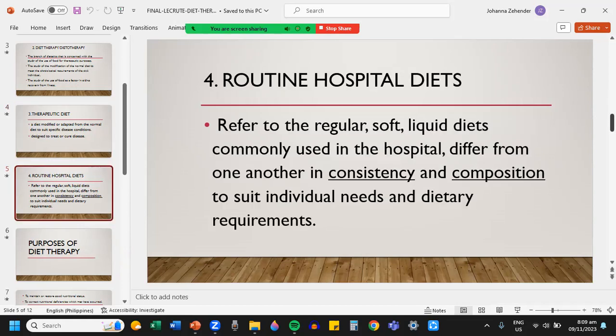Okay. Next, we have routine hospital diets. These refer to the regular, soft, and liquid diets commonly used in the hospital that differ from one another in consistency and composition to suit individual needs and dietary requirements. So I'm going to give a basic example.